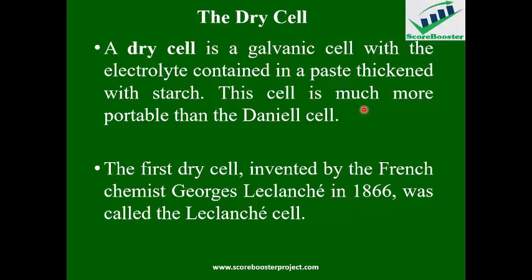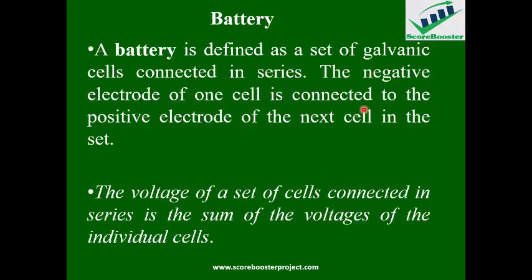The first dry cell was invented by the French chemist Georges Leclanche in 1866. That's what is called the Leclanche cell. An example of the Leclanche cell is all those batteries that we use to light our bulbs, torchlights, and some other applications like that. That's an example of a dry cell. If you have many cells connected together, that's what is called a battery.